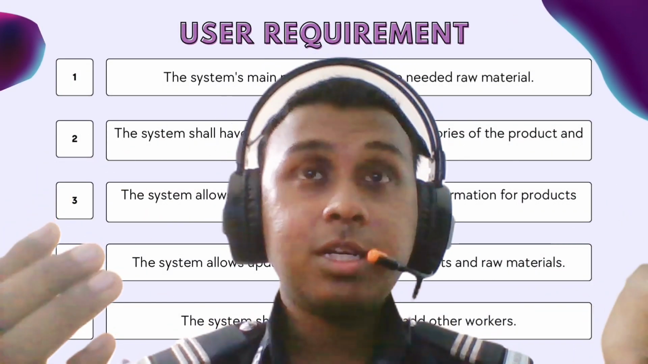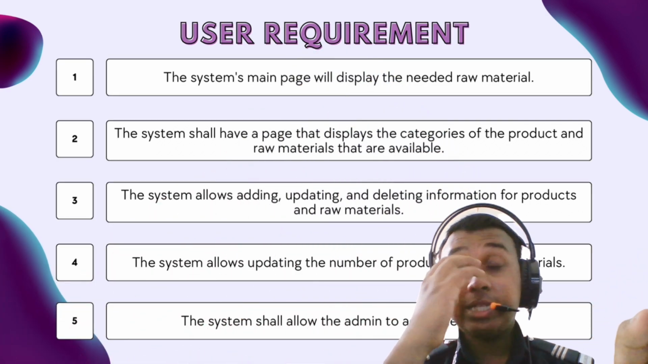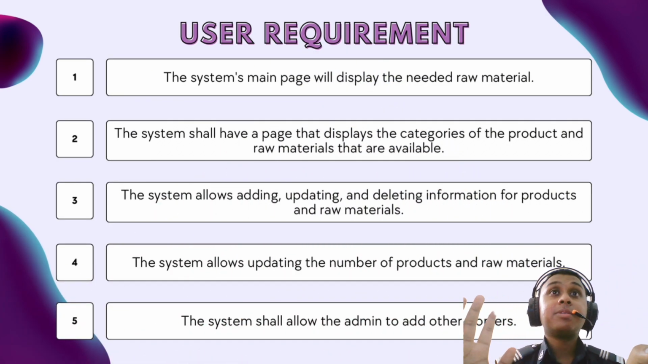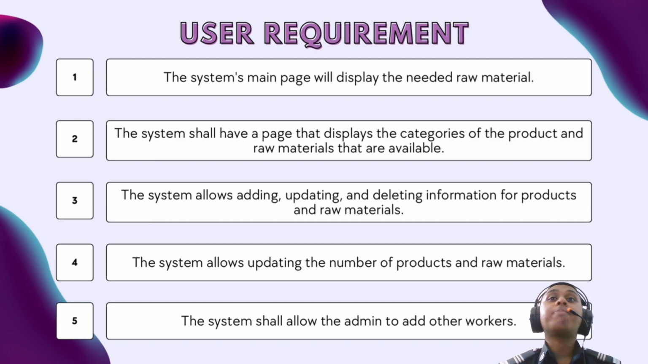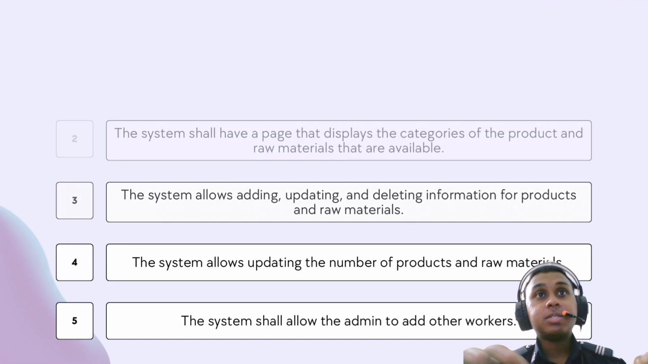Next, I will be presenting the user requirements. As you can see, there are 5 user requirements in this chapter. First, the system's main page will display the needed raw materials. Second, the system shall have a page that displays the categories of the products and raw materials that are available. Third, the system allows adding, updating, and deleting information for products and raw materials. Fourth, the system allows updating the number of products and raw materials. Fifth, the system shall allow the admin to add other workers.